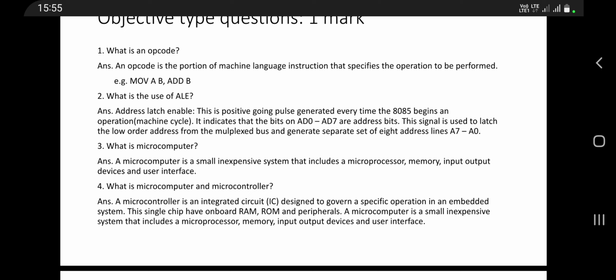Next is, what is microcomputer and microcontroller. We have already discussed the microcomputer. Next, microcontroller: you can say it is an integrated circuit designed to govern a specific operation in an embedded system, and this single chip has onboard RAM, ROM and peripherals. Okay, so you have to mention this.